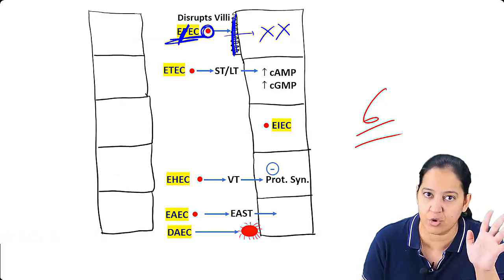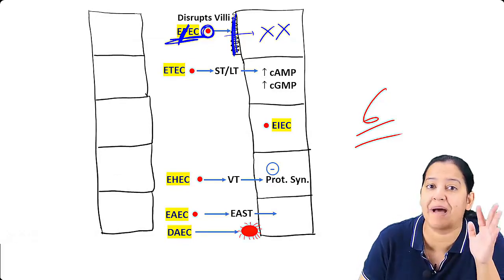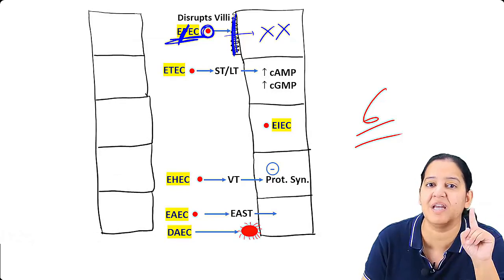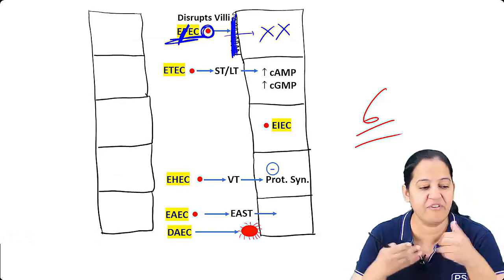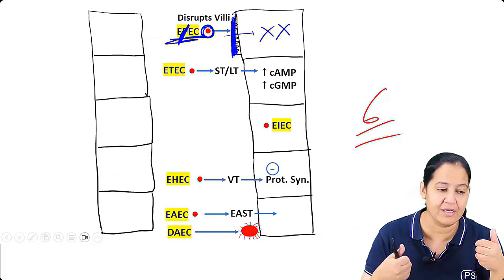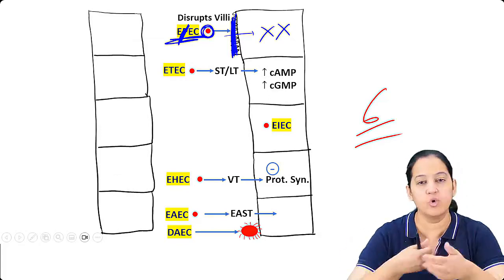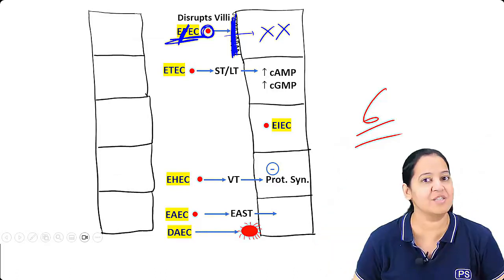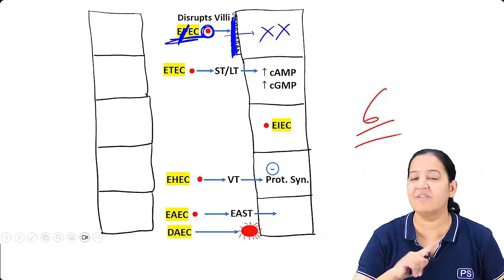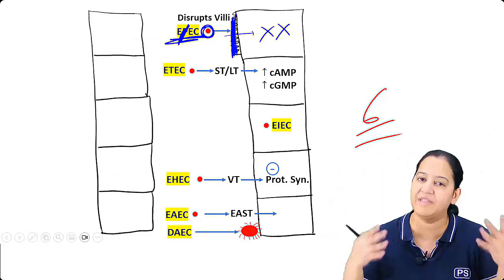What does it do? Pathogenicity, P for pathogenic. What do you mean by pathogenicity? It is destroying the villi. What is the function of the villi? Absorption. Villi are destroyed, so no absorption, so diarrhea. What is the mechanism of diarrhea? Destruction of villi. Once the villi are destroyed, absorption will not be there and it will lead to diarrhea.